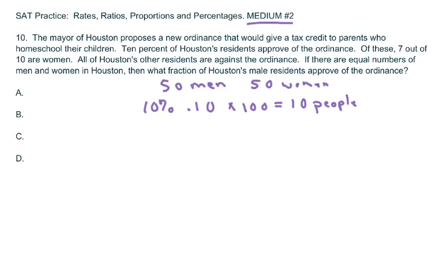The 10 people that approve the ordinance are not evenly split by gender. 7 are women and 3 are men. Thus, overall, 3 men in the 50 in Houston approved the ordinance. So, according to this, that's why we picked the 100. We have 3 men of the 50 approved the ordinance.